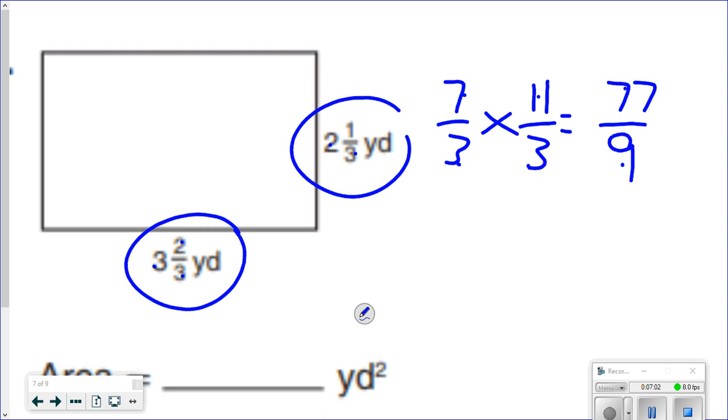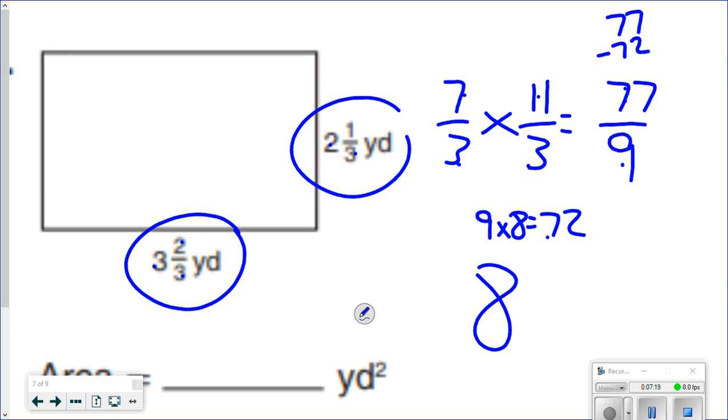How many 9s go into 77? Well, this is basic math. 9 times 8 is 72. I'll write that down. 9 times 8 equals 72. So that means 8 is my large number. 77 minus 72, I've been doing all these up in the corner, so I'll show you again, is 5. So I have 8 and 5 over 9 is my answer.